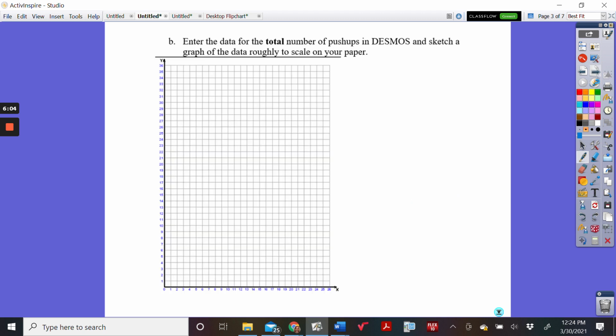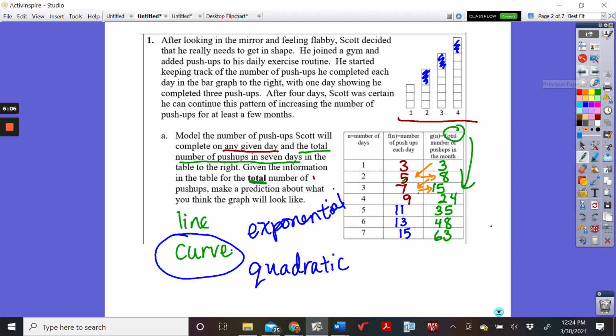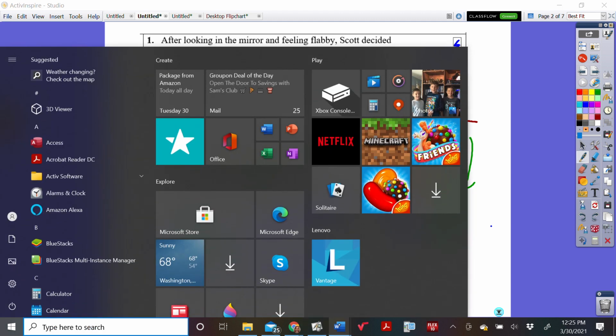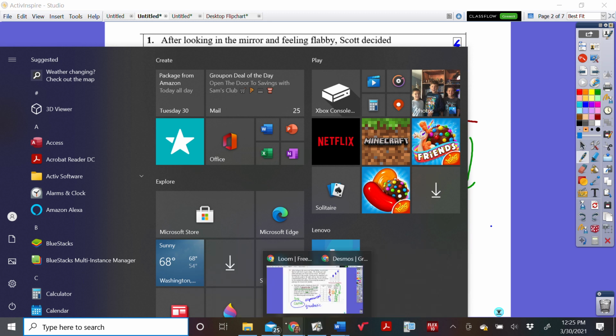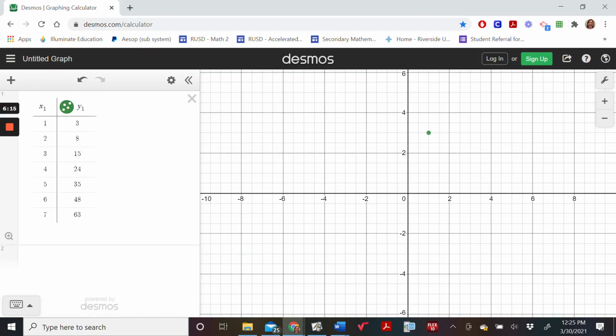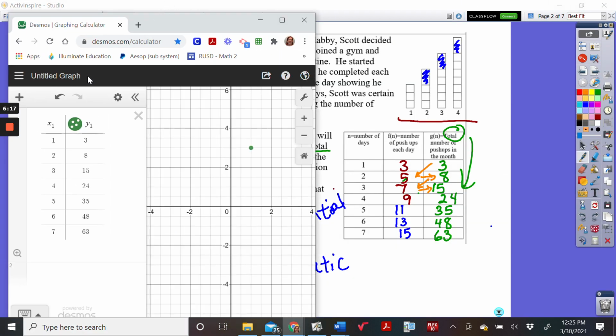Okay, so you've made a guess. Let's take a look at the next one. We're going to be putting it on Desmos. That's what it says on my next slide, is to put the data on Desmos. So I'm going to go ahead. I've got Desmos. I've already put it in. Let's just double check that. See, I've put in my total. So I've got 1, 2, 3, 4, 5, 6, 7. And then I've got the numbers 3, 8, 15, 24, 35, 48, and 63 here.